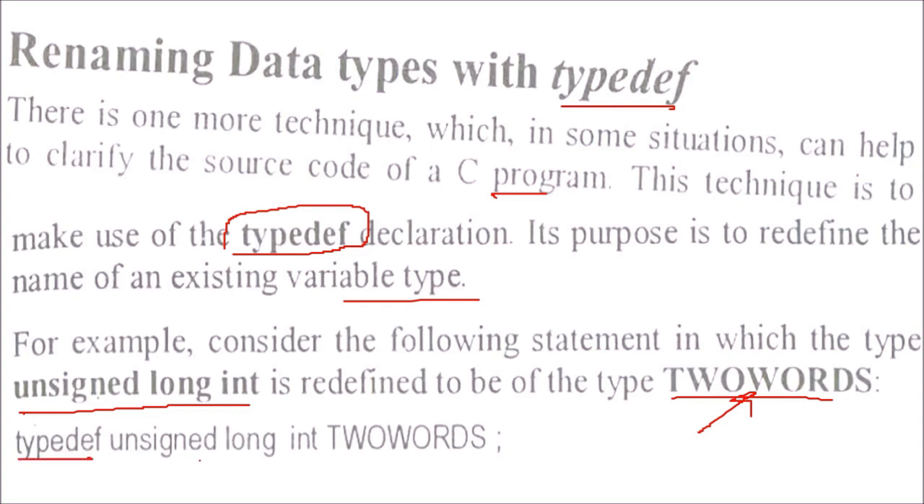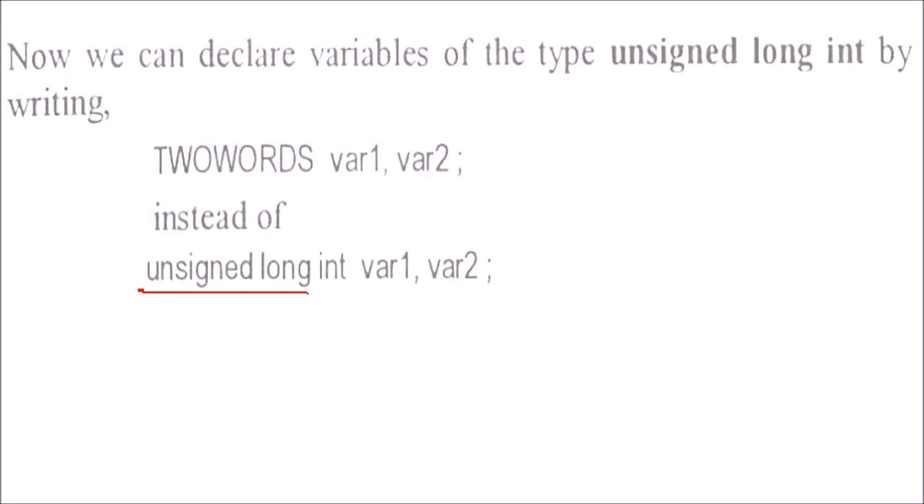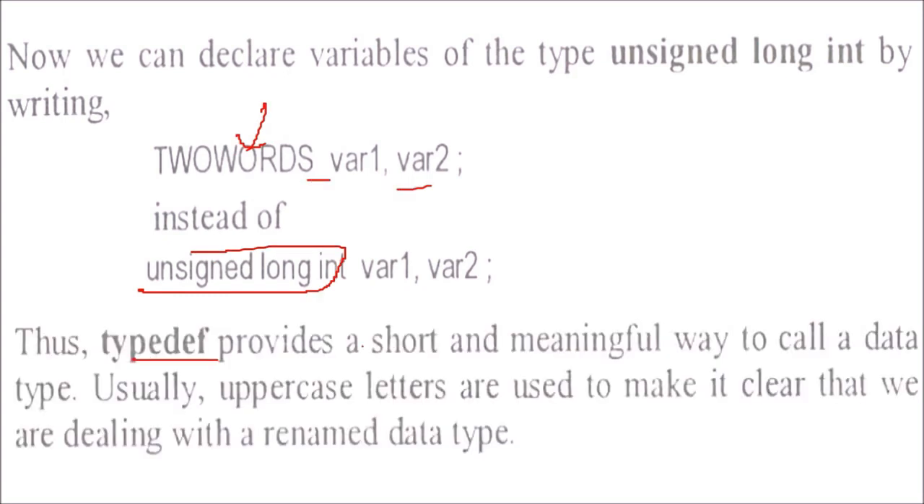So with this typedef, we write here the content we want to type define, and this is the name to which it should be type defined. Now, rather than using these, we can just use this to create variables. So this typedef provides a very short and meaningful way to call a data type, as you saw just here. And traditionally we use uppercase letters.